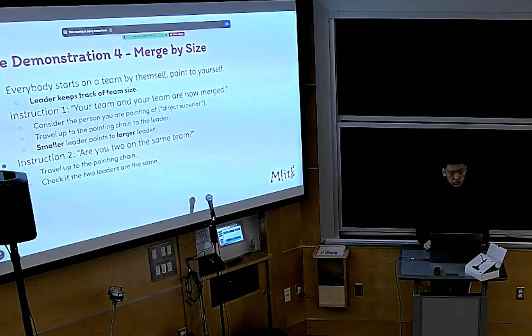Except that there's one issue here. Does anyone see what the problem is? We're kind of assuming something when we say the smaller group size leader points to the larger group size leader. Oh yeah, so if they're the same size, I think then it just doesn't really matter. We can just have either one. But that's a good illustration, yeah.